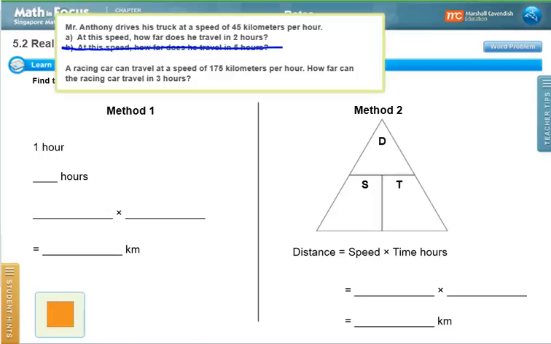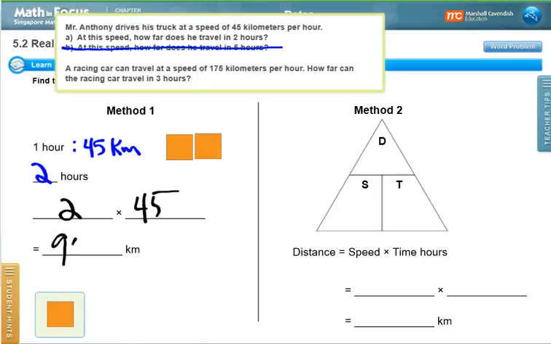So for Mr. Anthony, it's 45 kilometers per hour. So in 1 hour, he travels 45 kilometers. We're wondering about 2 hours. So if we use one of these bar models, 2 hours, and each one of these units is representing 45 kilometers, we're taking our rate of 45 kilometers times our time of 2, giving us 90 kilometers.